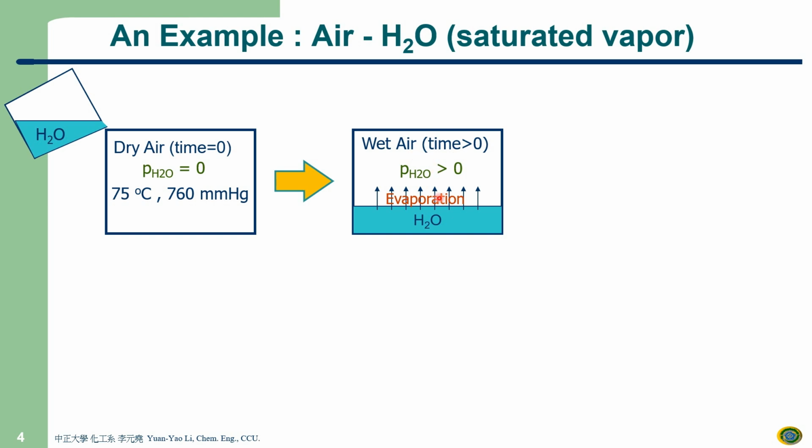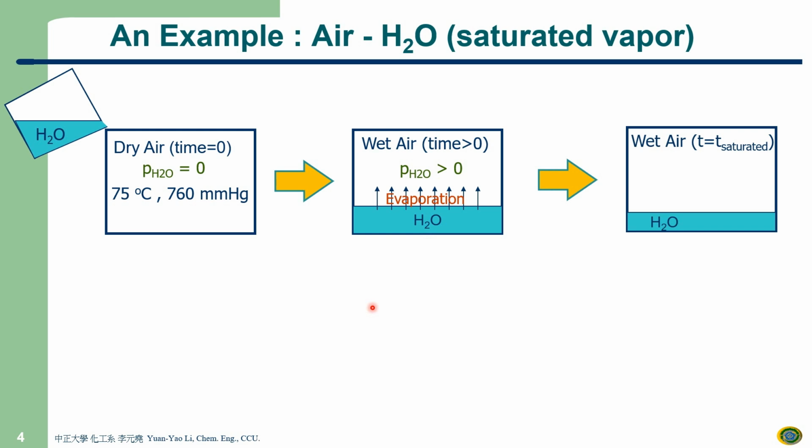So the vapor pressure of water over H2O in the gas phase will be more than 0, because at the start there's no water. That means the pressure represents the amount of the H2O in the gas phase. So the concentration of the H2O in the gas phase increases, and that's why the vapor pressure increases, from time equal to 0 to greater than 0.